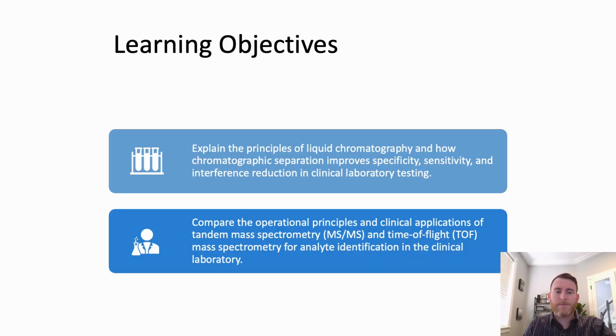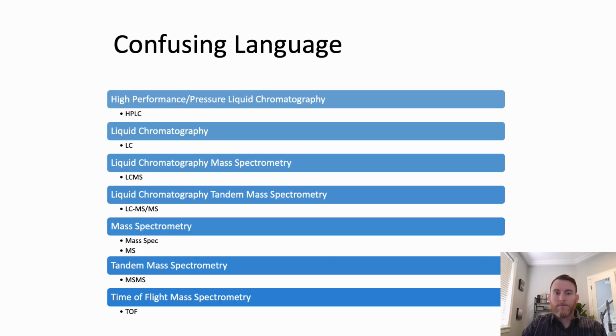So we have two learning objectives. The first is to really explain the principles of liquid chromatography and how chromatographic separation improves specificity, sensitivity, and interference reduction. And then we'll also compare operational principles of tandem mass spectrometry, or sometimes called quadrupole mass spectrometry, and time of flight mass spectrometry, which is sometimes called TOF. And how they differ in analyte quantitation and identification.